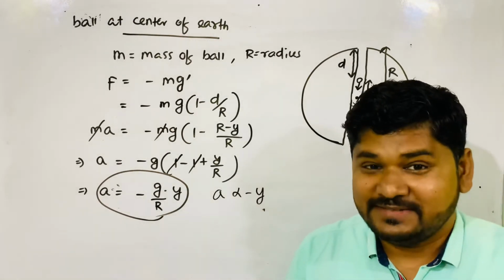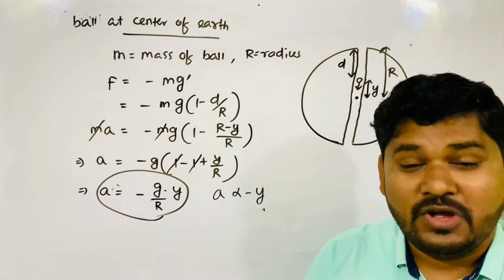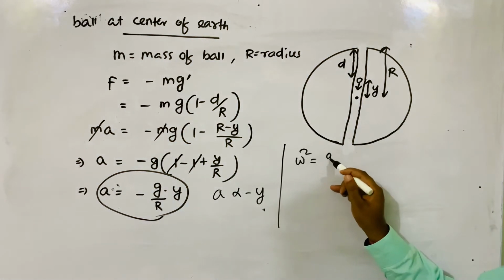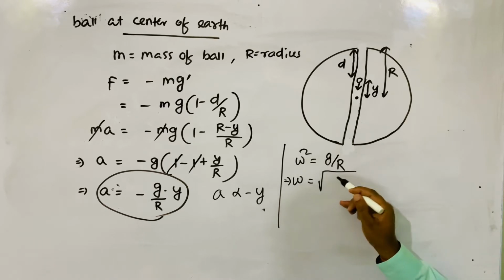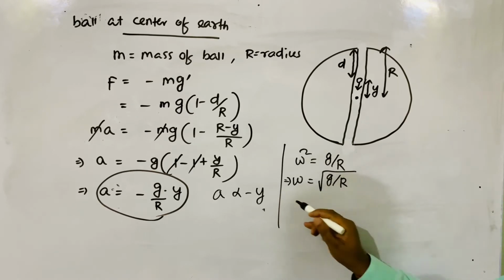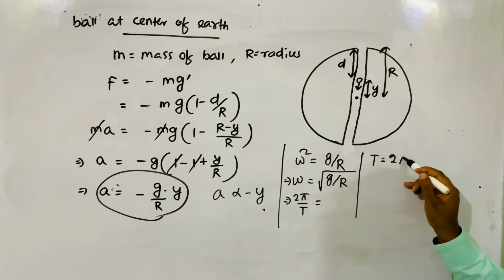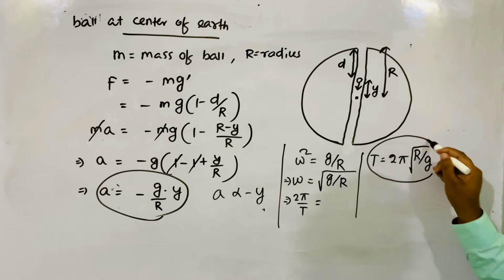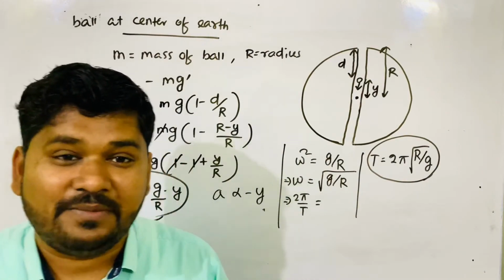So the ball at the center of earth executes SHM where omega square is equal to g by R. So omega is equal to root under g by R. Then 2 pi by T is equal to this much. Then T is equal to 2 pi root over R by g. This is the time period of the ball at the center of earth.